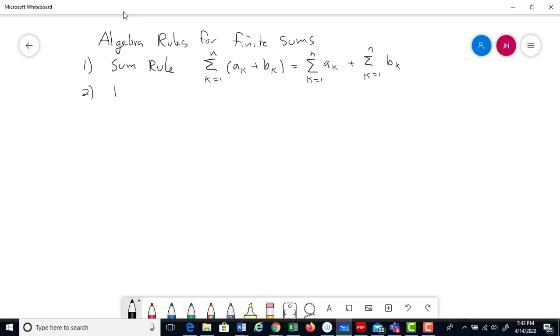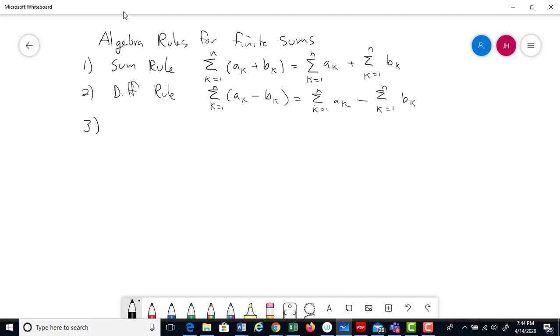Also, there's the difference rule, and I could have probably put it in the same line. So the summation from k equals 1 to n of a sub k minus b sub k is going to be equal to the summation from k equals 1 to n of a sub k minus the summation k equals 1 to n of b sub k. So the summation of the difference is the difference of the summations.